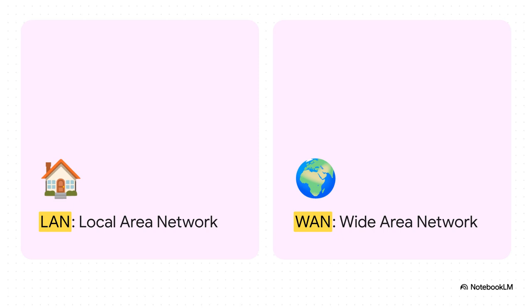A WAN, though, is a wide area network. This connects those local networks across vast distances. We're talking across cities, countries, or the entire globe. In fact, the internet itself is the ultimate WAN.